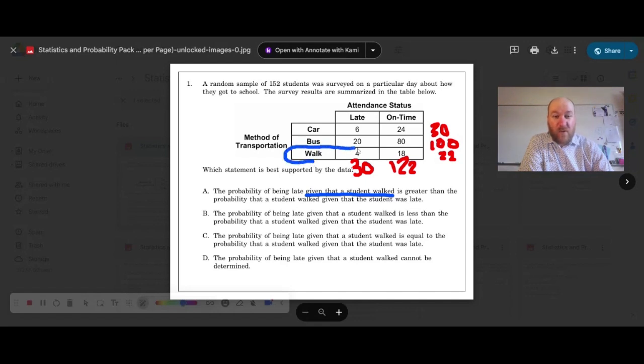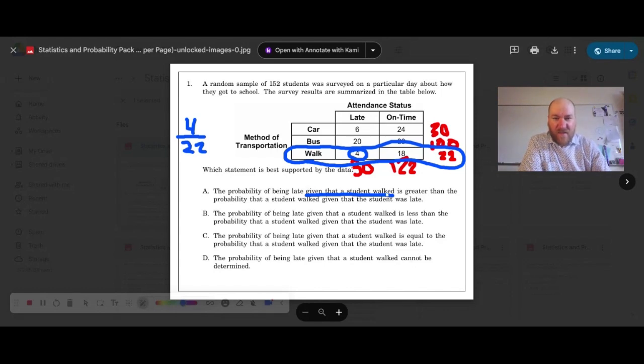The walking column and row is right here. So if that's true, how many people does that apply to? Now there's only 22 total people in this survey, not 152, only 22 people, right? Because it says given that they walked. So that is a fact. They walked. We're only talking to these 22 people now. And what's the probability that they're late? Well, out of those 22 people, 4 of them were late. So the probability of being late given that a student walked is 4 out of 22. And that's because there were 22 walkers and 4 of them were late.